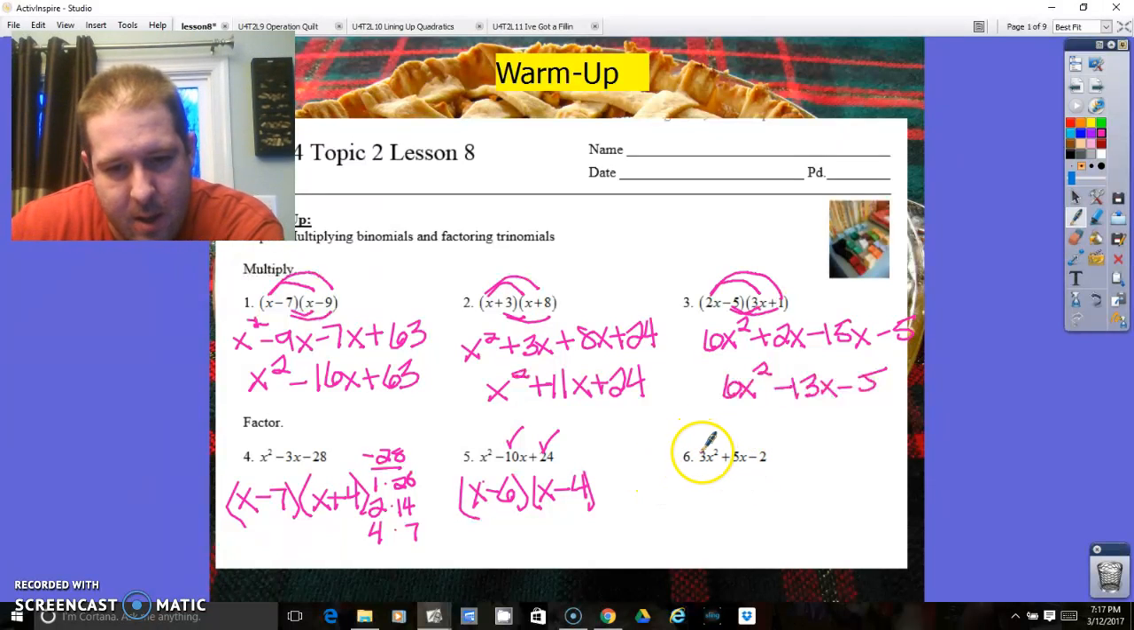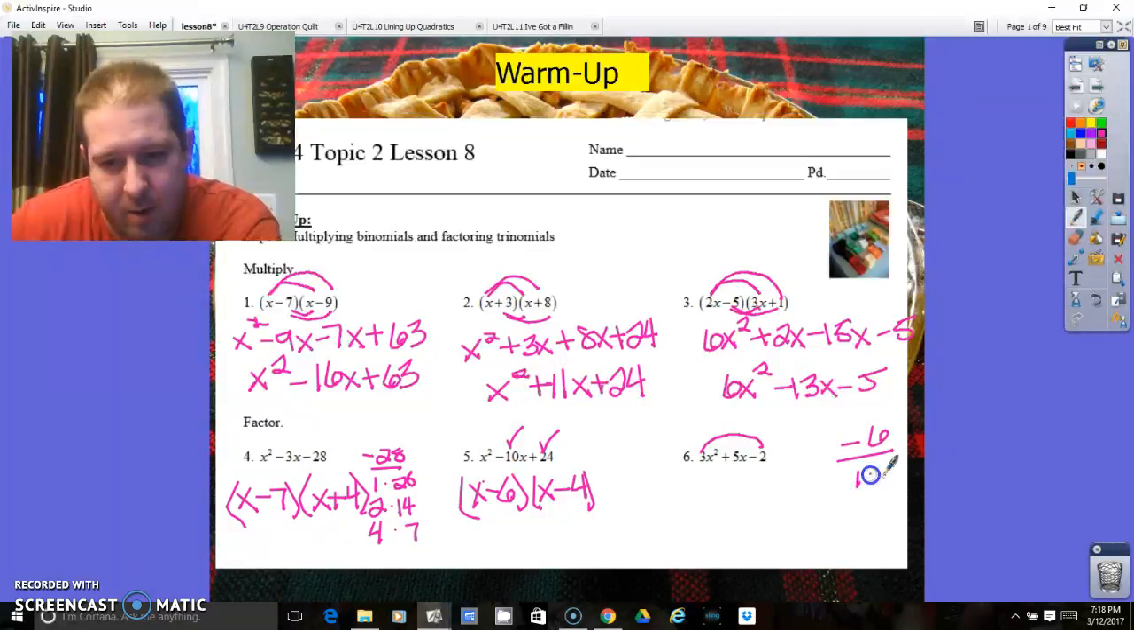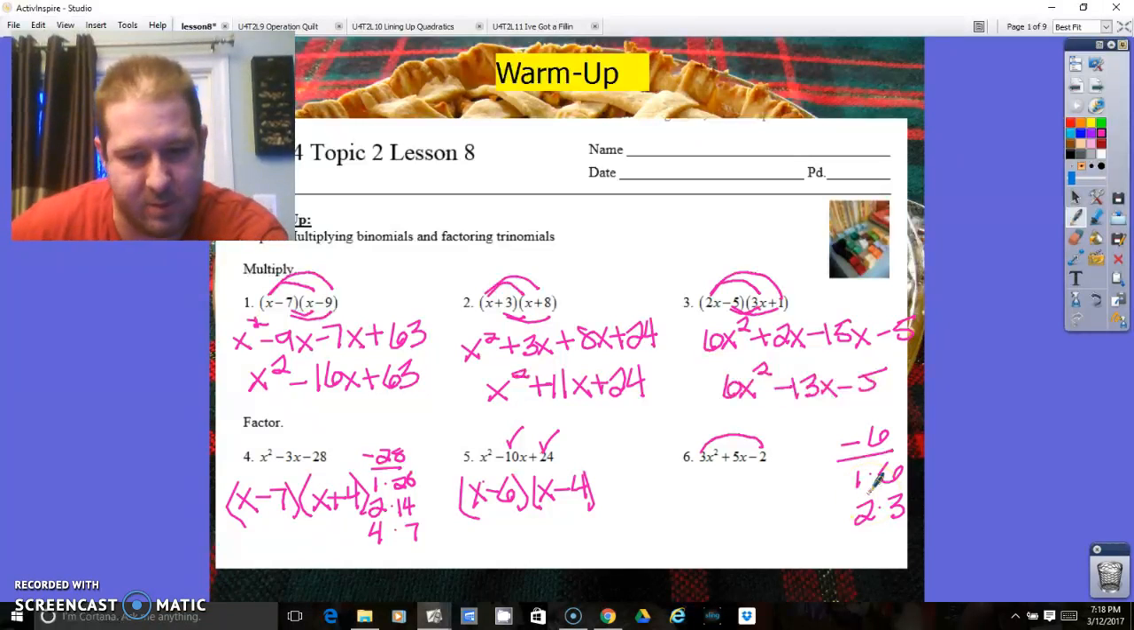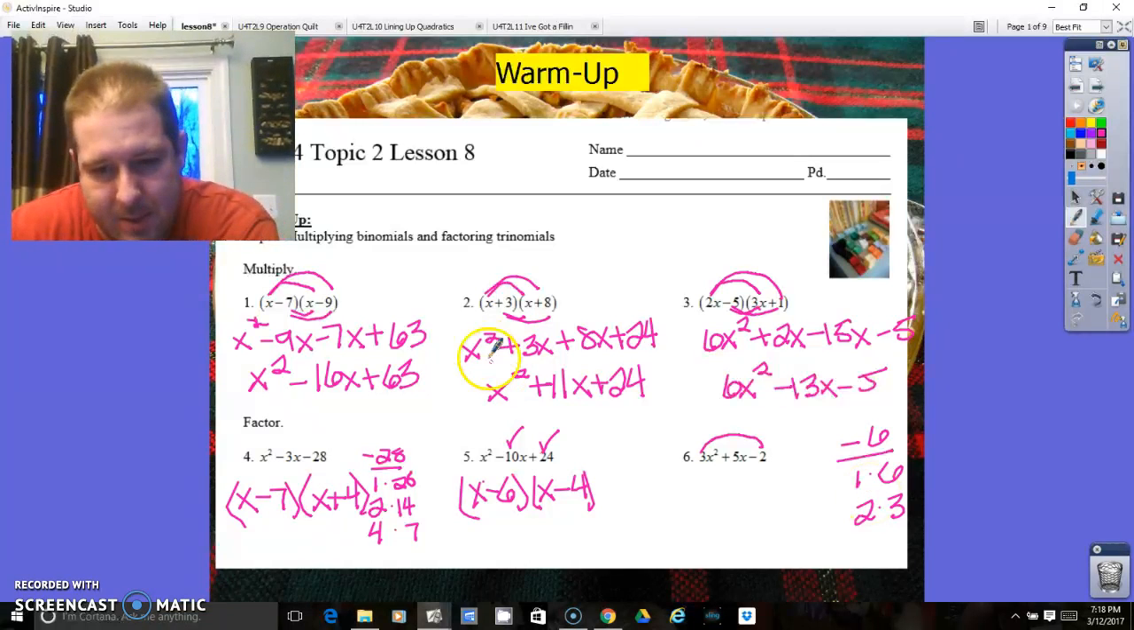Number 6. Now you've got a leading coefficient. 3 times negative 2 is negative 6. Find all the factors of 6, and there we go. Keep in mind that it is negative, meaning one of the two terms has to be a negative as well. And it looks like it's going to be 6 and 1. So I'm going to split that middle term into 6x minus 1x.